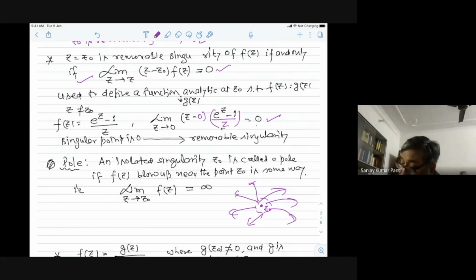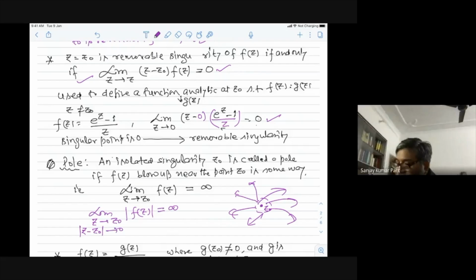See here, when I use the limit, in this sense I am saying the limit as z goes to z naught of mod f(z) becomes infinity. And in fact, z goes to z naught also has the measurement like this: z goes to z naught means mod of z minus z naught goes to 0.